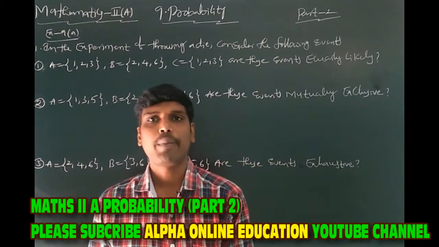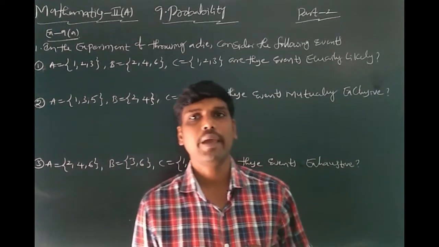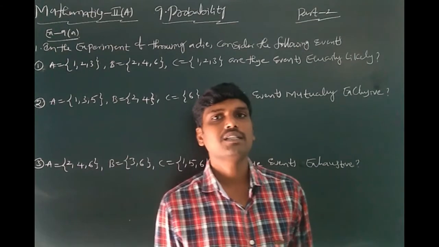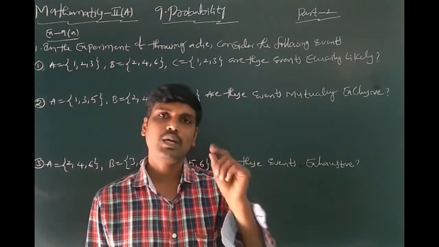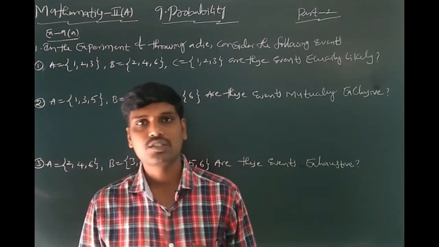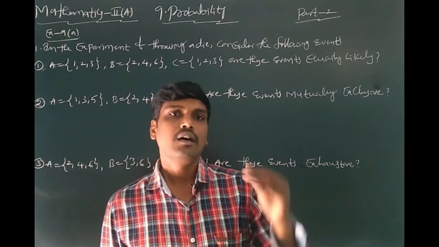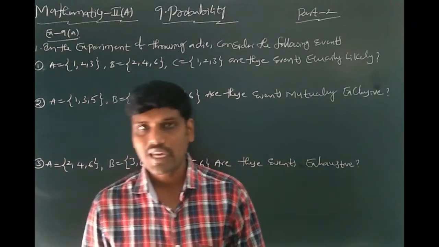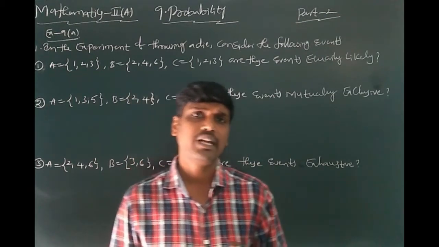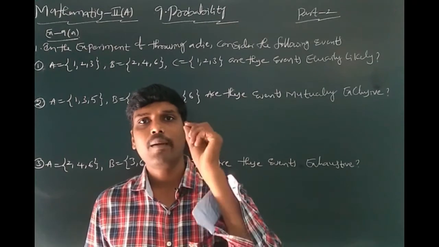Ninth chapter, probability. This chapter belongs to Mathematics 2A, part 2. Last part completed the introduction of probability, the definition of probability, different types of definitions, mutually exclusive and mutually exhaustive and equally likely events, impossible and possible events. These definitions were completed in the last part. Today we discuss exercise 9A problems.